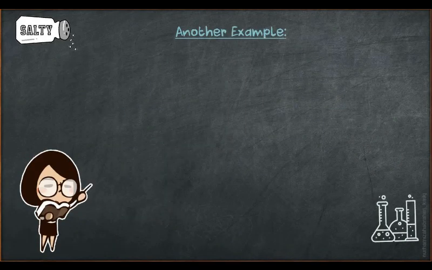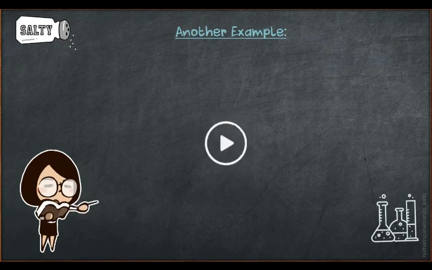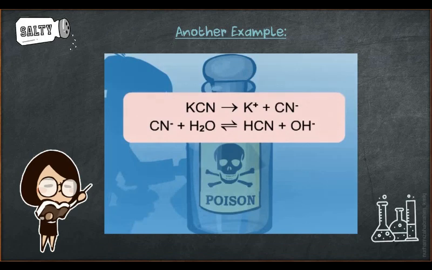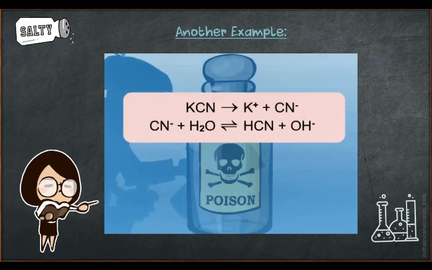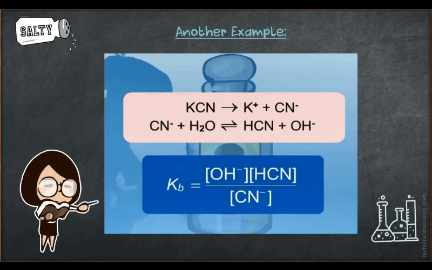Take a look at another example of anionic hydrolysis. The deadly poison, potassium cyanide, is a salt. It dissociates into ions in an aqueous solution. The cyanide ions, according to the Bronsted theory, are an anionic base, and react with water molecules, which act as an acid in this case. The concentration of hydroxide ions in the solution increases, which results in the alkalinity of the solution. Thus, cyanide ions behave like bases, characterized by a dissociation constant Kb.